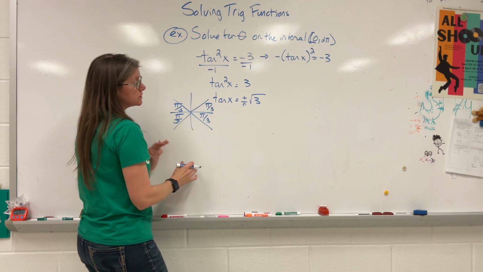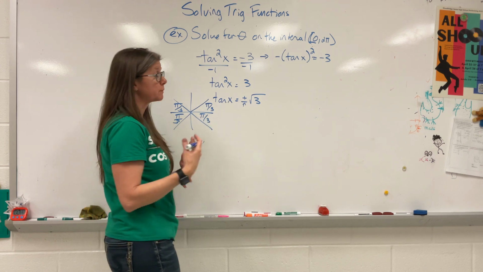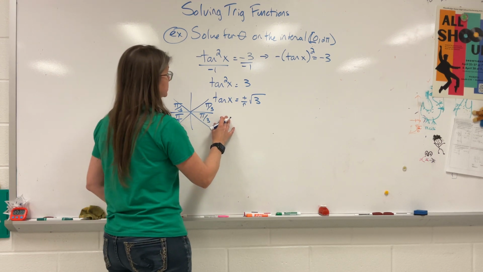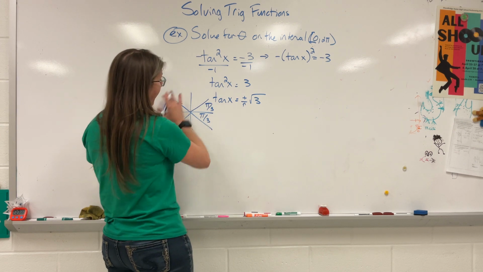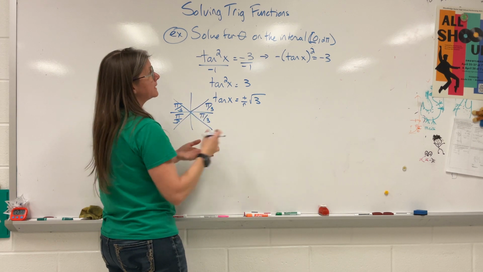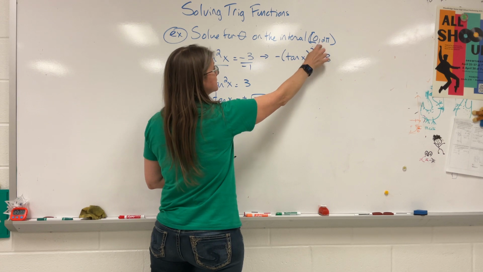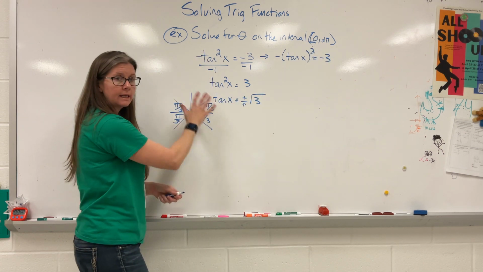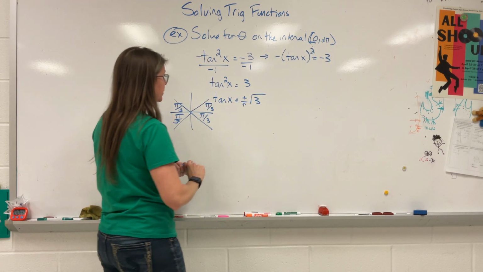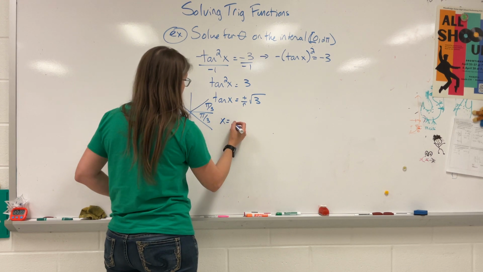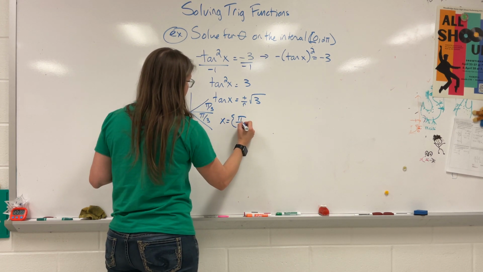So in this case, you're going to have a total of 4 solutions, which is possible. You can end up with a lot of solutions. We are only looking at these ones here. We're not going to do the pi times n, because this indicates that all I'm looking at is my unit circle. So my solutions, x is going to be equal to, I have my pi over 3.